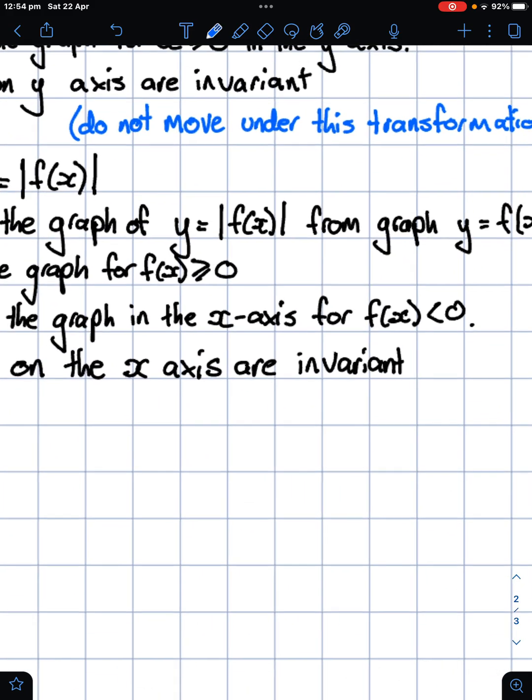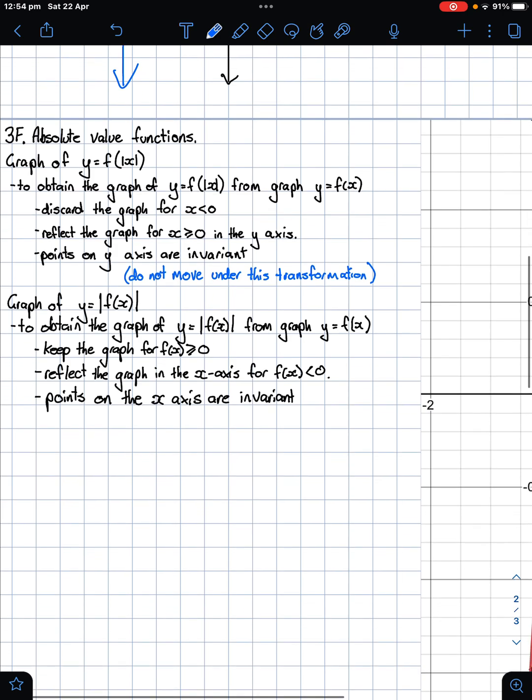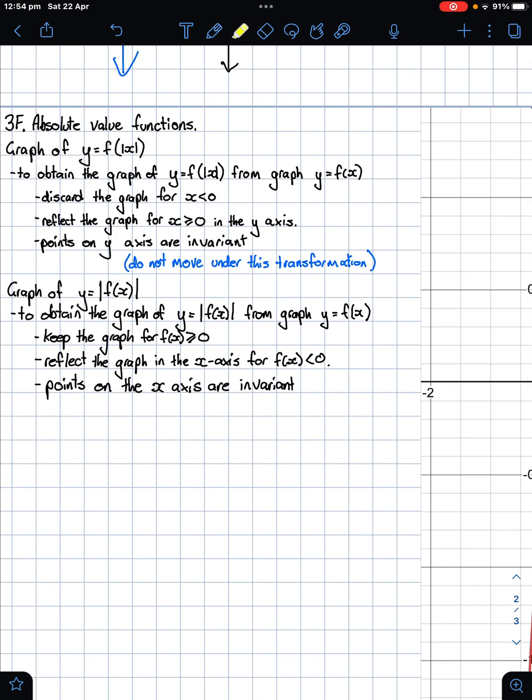Now, we're going to jump down here to graphing more. So absolute values, graph of y equals f of absolute value x, where the input value is an absolute value. So what this means is whenever we get to negative x values, we're going to put a positive in.